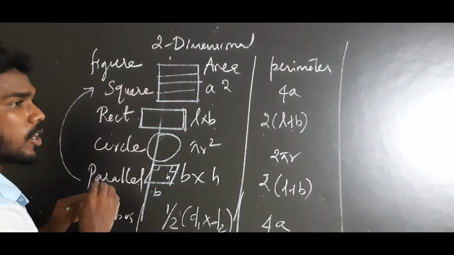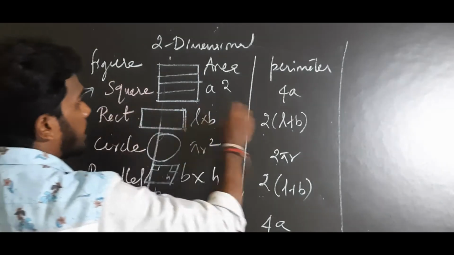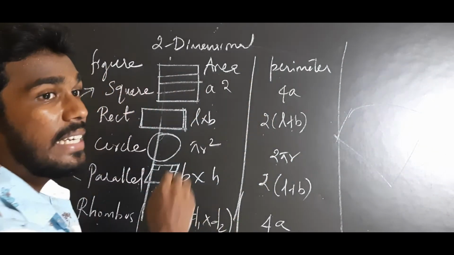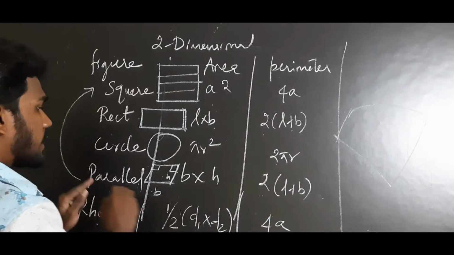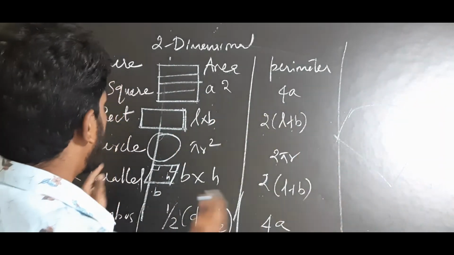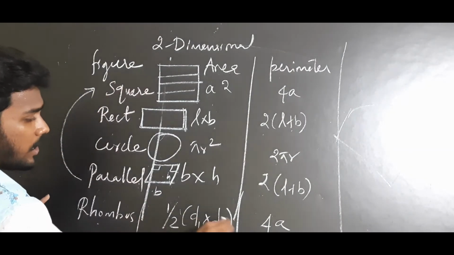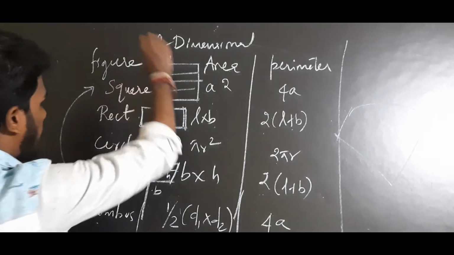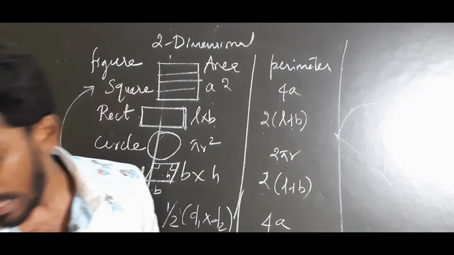A quadrilateral is something like an indefinite structure. So if the sides of a quadrilateral are equal and it has diagonals, then it is called a rhombus. Its area is half d1 into d2, and the perimeter of a rhombus is 4a. All these are about two-dimensional structures. And also, I have left one thing.